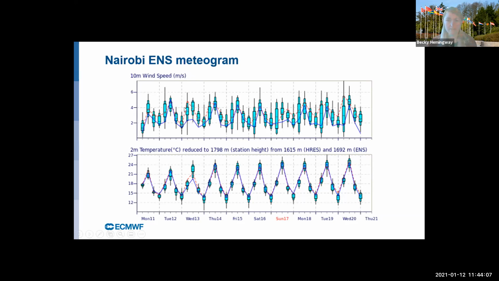Apologies, the sun's come out, so my camera seems to have washed out slightly. And you can see you've got quite large ranges here, sometimes slightly smaller ones. So we're looking at those.